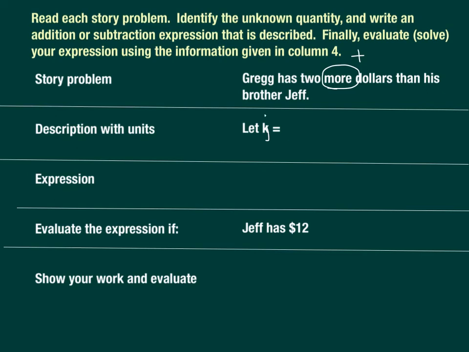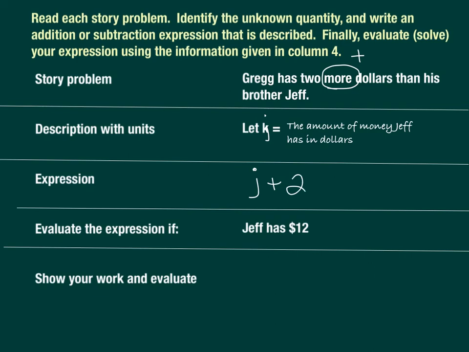But let's let our variable be the amount of money Jeff has in dollars. So that's going to be our variable, the amount of money Jeff has in dollars. Our expression, and again I'm going to go back to using J, is that Greg is always going to have the amount of money Jeff has plus $2 more.